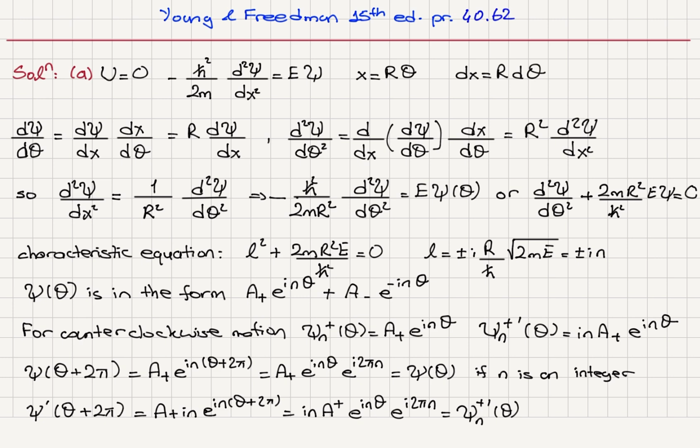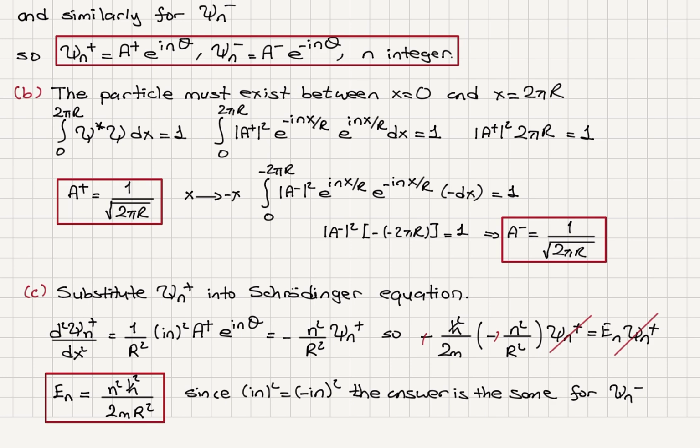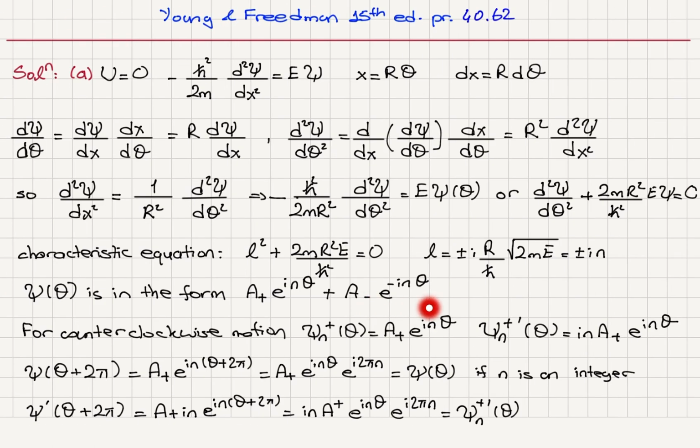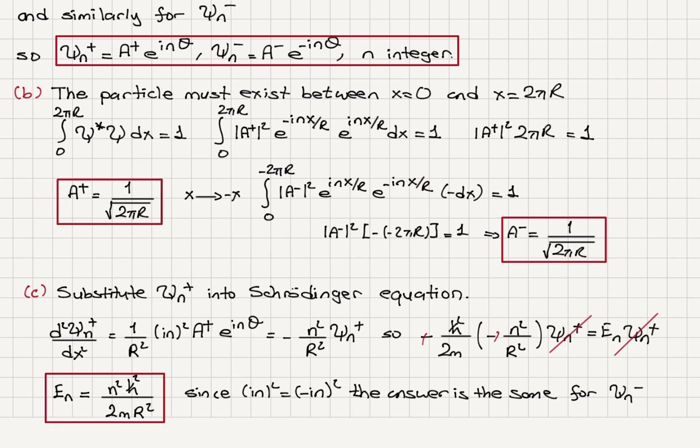So for counterclockwise motion, if we substitute theta and then theta plus 2 pi, where we have to have periodicity, we obtain the same wave function if n is an integer. So we find that n must be an integer. Also, the first derivative gives us the same condition. And if we do the same exercise for the minus solution, we get the same result. So we obtain the wave functions a plus e to the I n theta and a minus e to the minus I n theta, with n an integer, as solutions to the time-independent Schrödinger's equation.